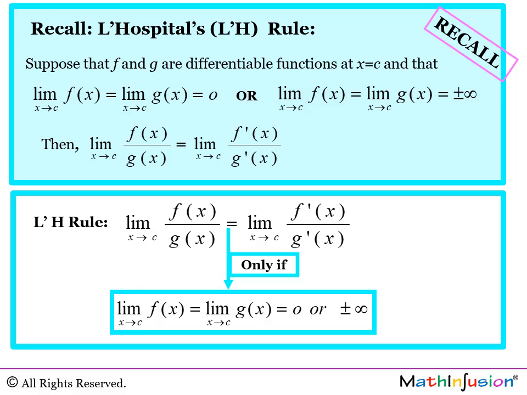Suppose that f and g are differentiable functions at x equals c, and that the limit of f and g when x approaches c is 0, or the limit of f and g when x approaches c is any combination of plus minus infinity. Then the limit of f(x) over g(x) when x approaches c equals the limit of the derivative of f over the derivative of g when x approaches c. We have also written the shortcut of L'Hôpital's rule.